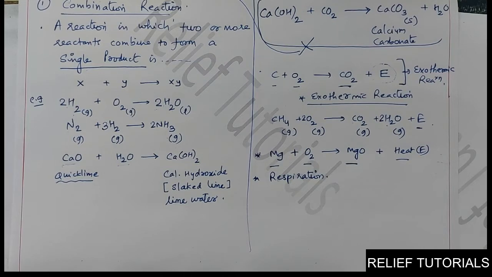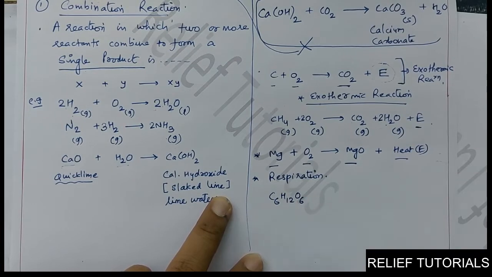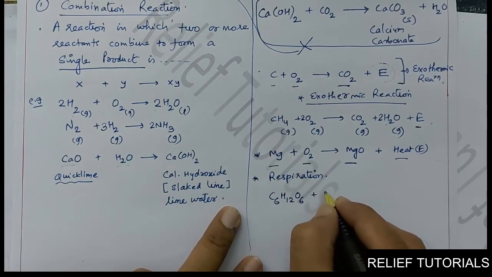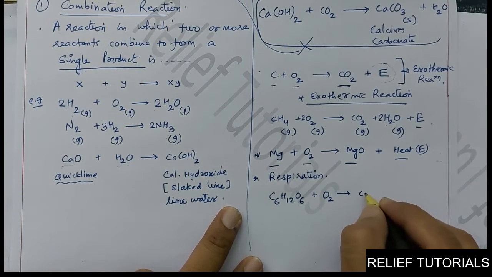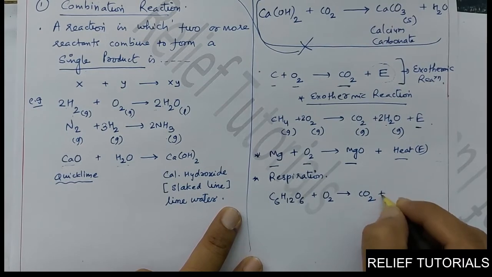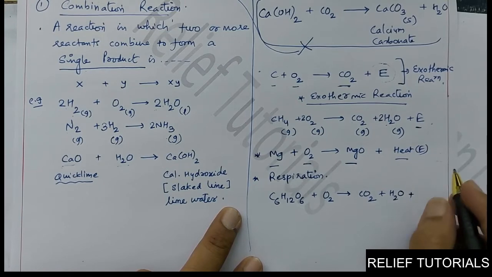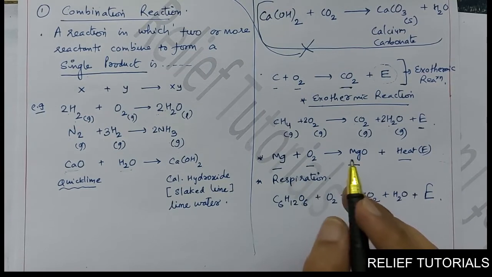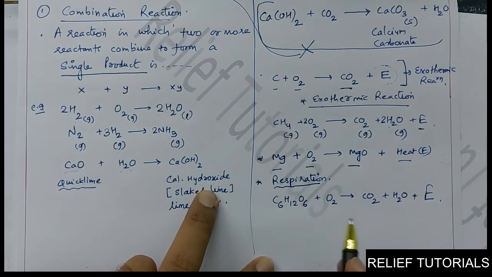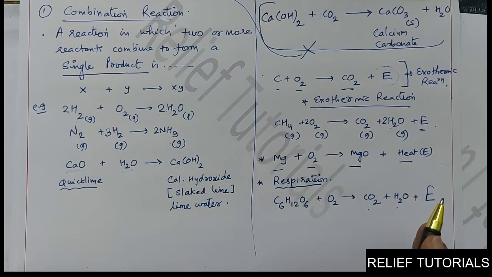In the mitochondria, this glucose which is obtained, glucose means C6H12O6, is burnt in the presence of oxygen, and it forms carbon dioxide which we exhale. It forms water vapor, or we can say water in the liquid state in our body, and also it gives out energy. So this is the best example of an exothermic reaction, because there are two products here. It is not a combination reaction, but it is an example of an exothermic type of reaction.